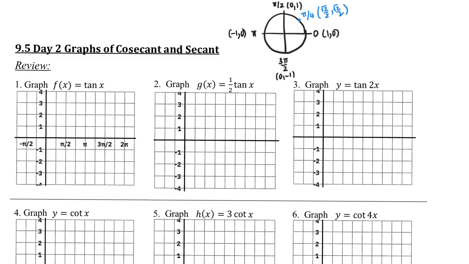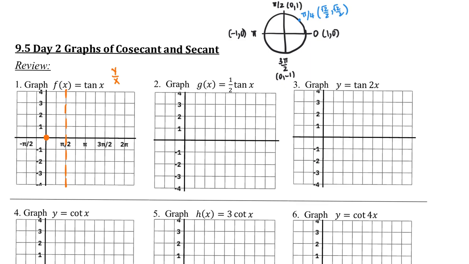Tangent is y over x, just to remind you. So if I go to 0, the tangent of 0 is 0 divided by 1. 0 divided by 1 is 0. I'm going to go ahead and go to pi over 2. Tangent of pi over 2 is 1 divided by 0. 1 divided by 0 is undefined, which creates an asymptote.